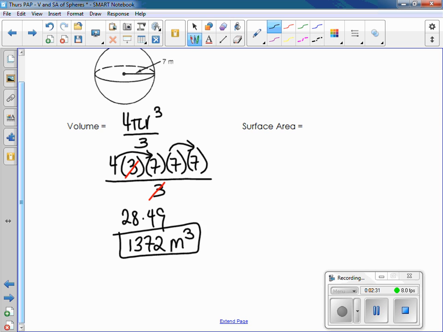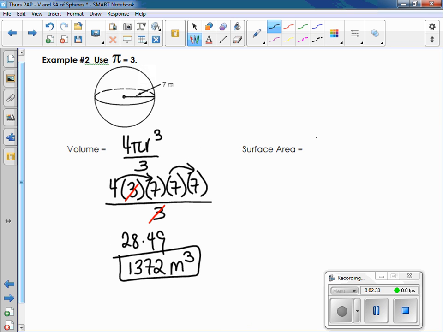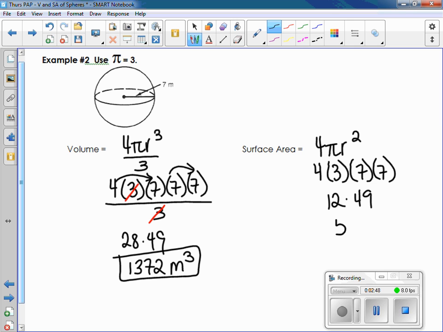All right, so surface area is 4 pi r squared. That's 4 times 3 times the radius, which is 7. I'm doing that twice. 4 times 3 is 12. 7 times 7 is 49. 12 times 49 is 588. Again, that is going to be not centimeters, but meters squared.